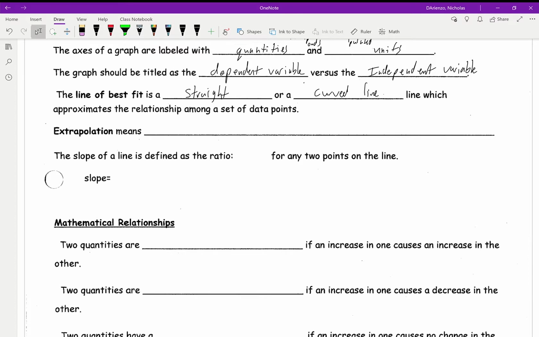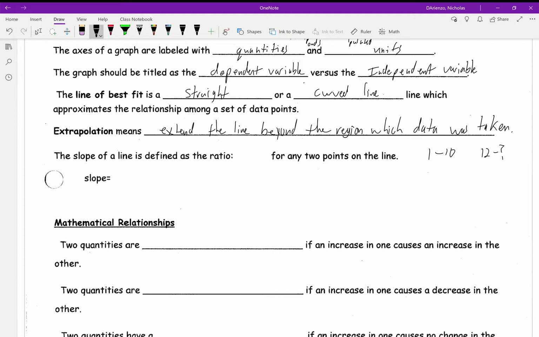Extrapolation, if you think about our Barbie doll bungee jumping lab, means to extend the line that goes beyond the region in which data was taken. So if we collect data from points 1 through 10, and we try to extrapolate and figure out at point 12 what might our value be.